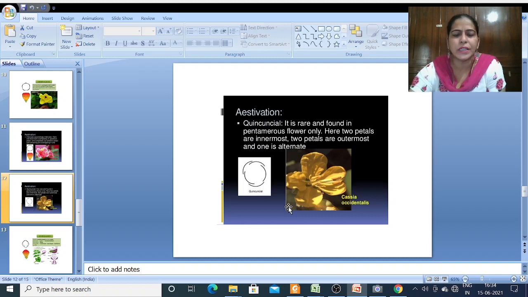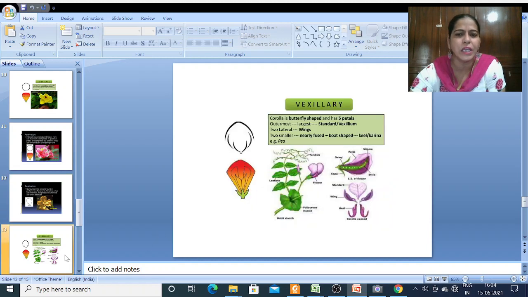Then we have quincunxial. This is in Cassia occidentalis, you can see over here. Two petals are totally inside, like this one, and two are totally outside. And one of them is left, which has one side interior and one side outside. So this is in Cassia. This also belongs to Caesalpinioideae.